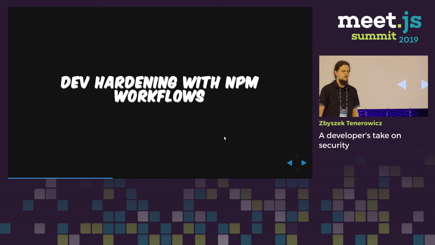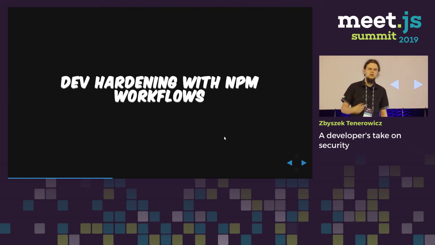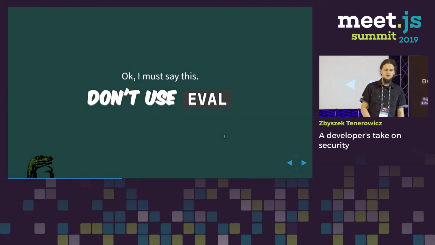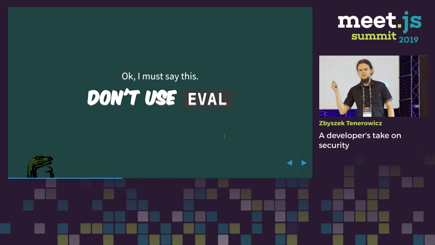OK, now to the point. Development hardening. Let's focus on your workflow around using NPM and dependencies and builds and stuff. First of all, I need to start with this. Don't use eval. Eval is evil.